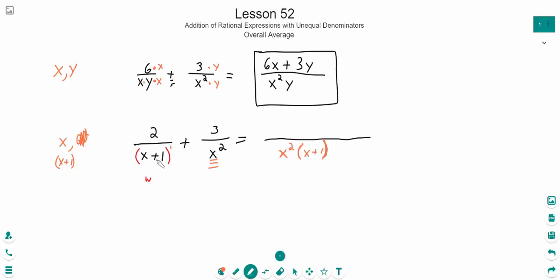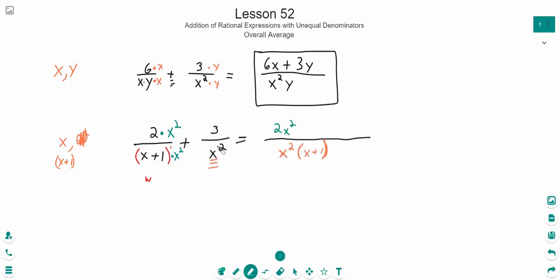So if we look at this first fraction, we now need to decide what was this x plus 1 multiplied by to get to this common denominator. And that's pretty clear. The x plus 1 was multiplied by the x squared, right? So we need to multiply this by x squared to get to this common denominator, which means we need to multiply the numerator by an x squared. What we do in the denominator, we have to do in the numerator. So now in the numerator, we have 2x squared.